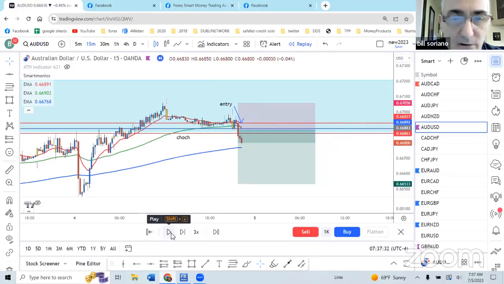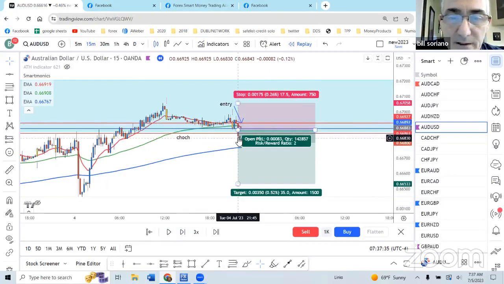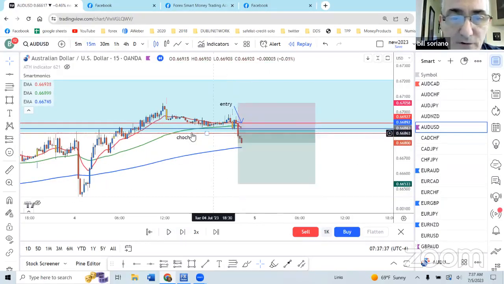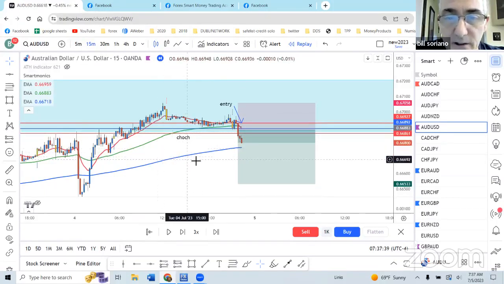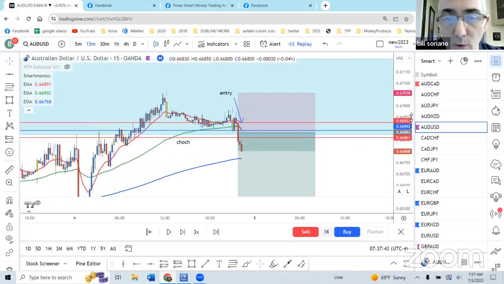Okay, and then right here, this candle right here, we get our break of structure that causes the change of character. And now what we're able to do is identify our order block here on the 15-minute chart, and that'll tell us where to set our limit order.